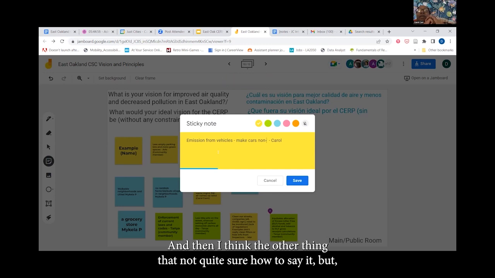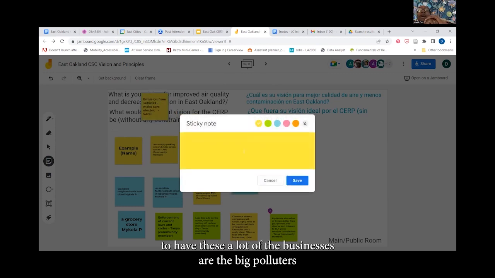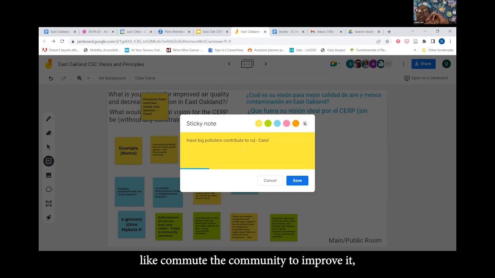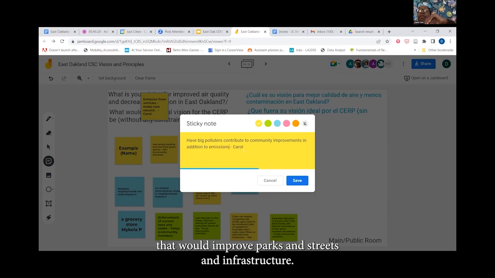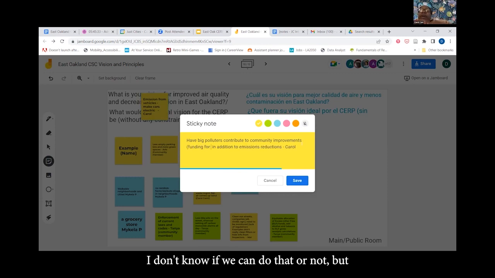And then I think the other thing, I'm not quite sure how to say it, but how can we use this process to have a lot of the businesses that are the big polluters actually contribute, not just in the lowering of emissions, but in improving the community, actually providing money that would improve parks and streets and infrastructure. I don't know if we can do that or not, but.